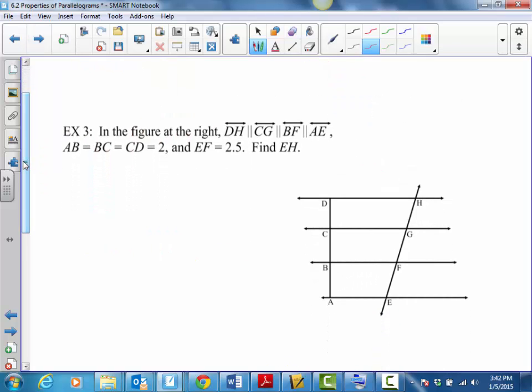In the figure at the right, line DH is parallel to line CG, is parallel to BF, is parallel to AE. And then I know that AB equals BC equals CD equals 2. So I'm going to mark all of those measures as 2. And then EF is 2.5, so that means that FG is 2.5 and GH is also 2.5. I'm asked to find EH, and so that's actually 2.5 times 3, or 7.5.